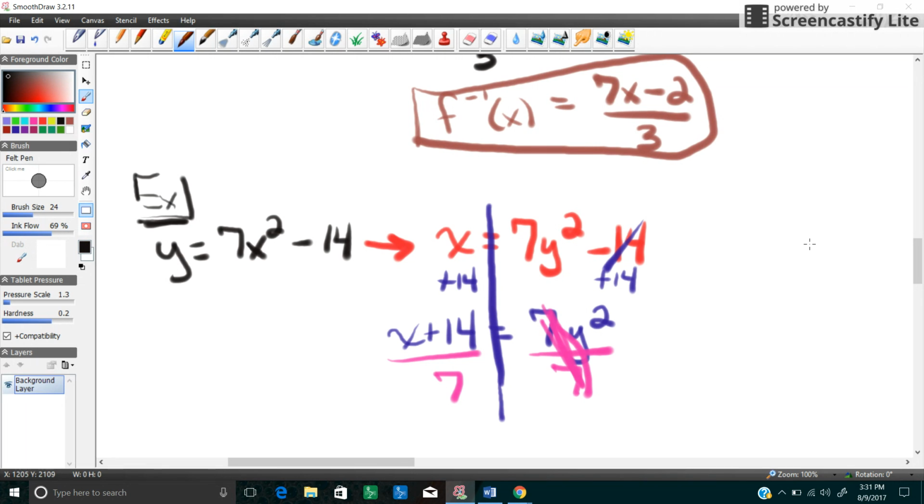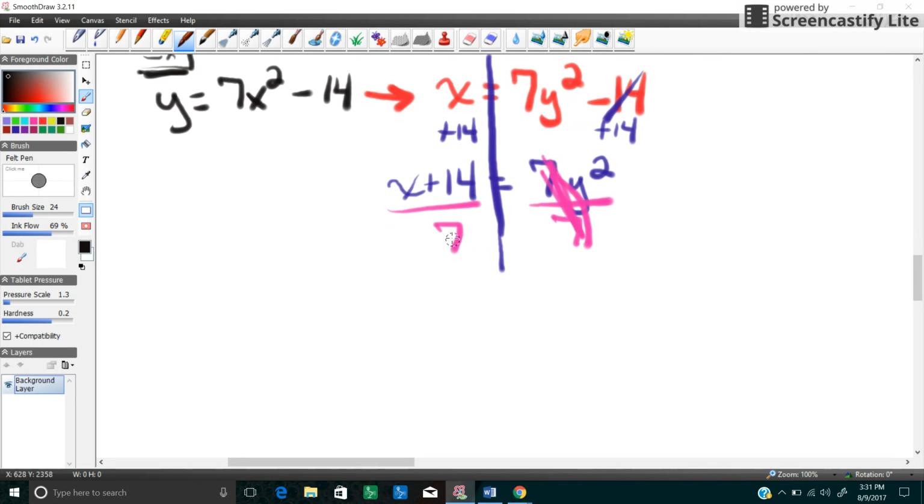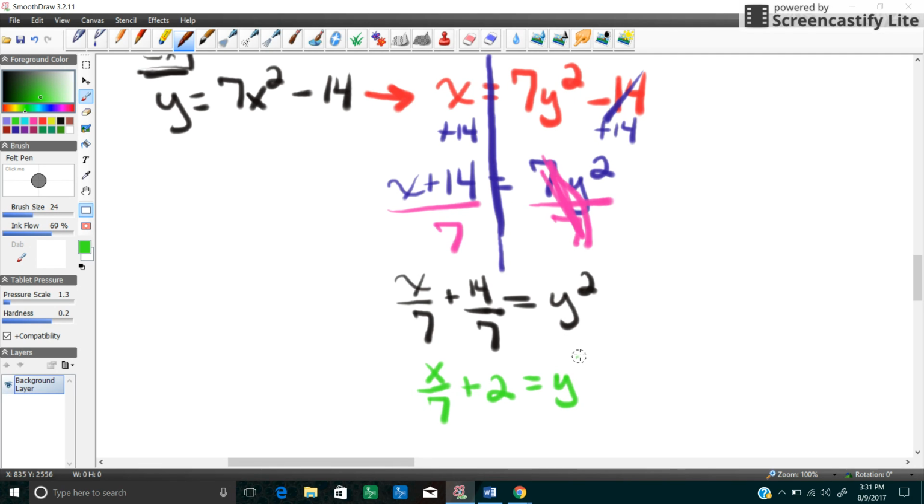I'm going to make a note here. We could technically simplify this right here. So for the sake of seeing it once, let's do that. This is the same as x over 7 plus 14 over 7, and I'm just rewriting this right here. So this is all equal to y squared. We got rid of the 7 there. If you look at this, this part right here will simplify. So if I rewrite that, I'm left with x over 7 plus 14 over 7 is 2. And again, I still have that y squared. I'm just going step by step here for those of you who need that extra support.